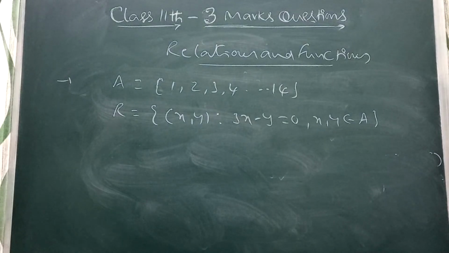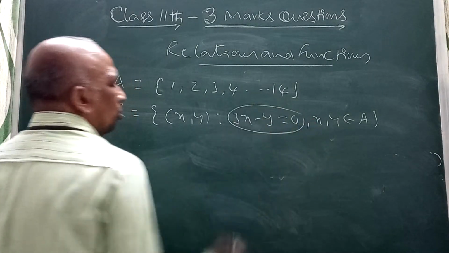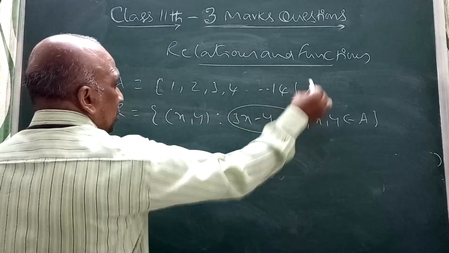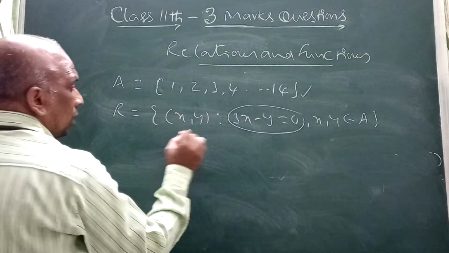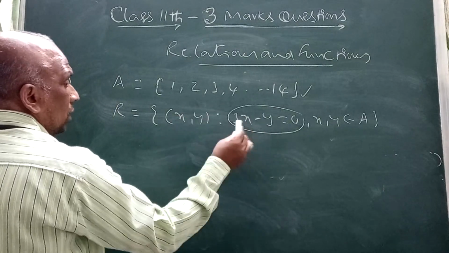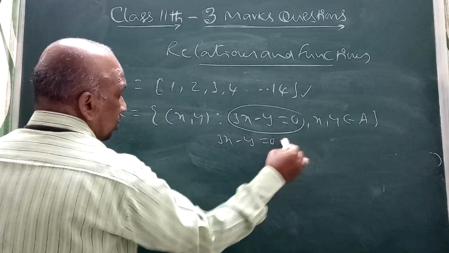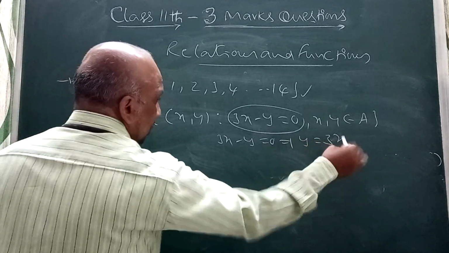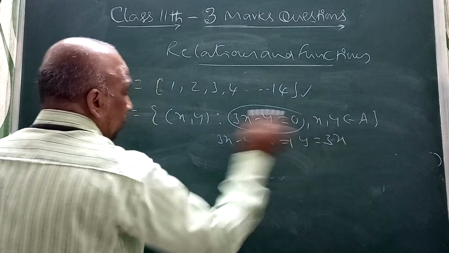When they're given like this, you can check that for the relation 3x minus y equal to 0, x and y should belong to the same set. Correct. When they're asking here, suppose the ordered pair, if we take an element here, 3x minus y equal to 0, so y is equal to 3x. So y should be a multiple of 3, right? x is a multiple of, sorry, y is a multiple of 3.